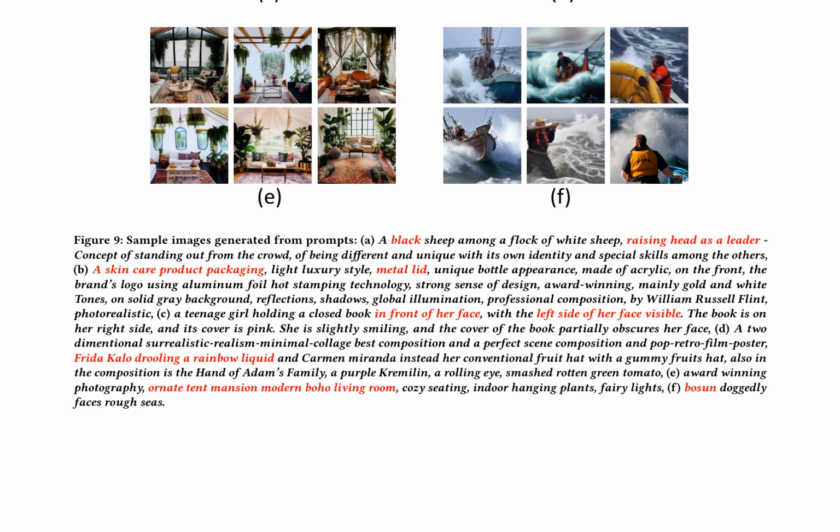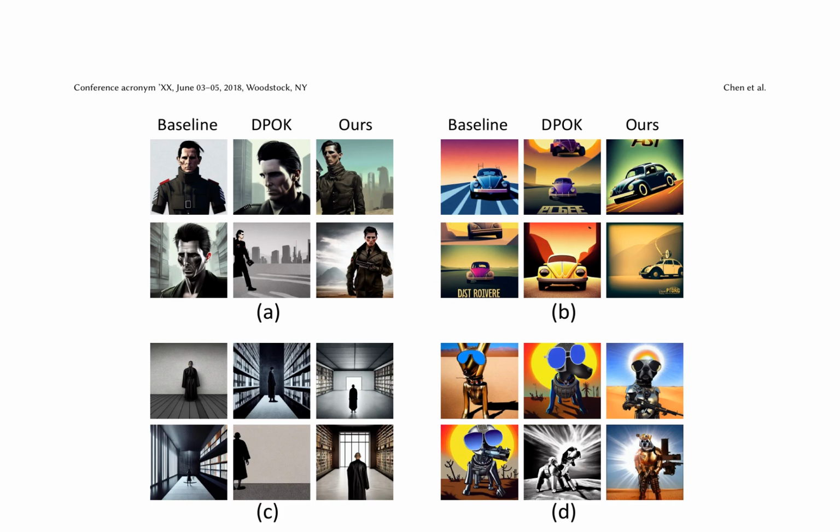For instance, Figure 9c depicts a teenage girl holding a book with a pink cover, partially obscuring her face, while Figure 10a presents a dystopian cyberpunk art-style image of a soldier. The results demonstrate FIND's ability to capture complex prompts, such as the concept of standing out from the crowd, Figure 9a, or a skincare product packaging with unique features, Figure 9b. The generated images also exhibit high levels of realism, as seen in Figure 10e, which displays an orange and dark orange snake.